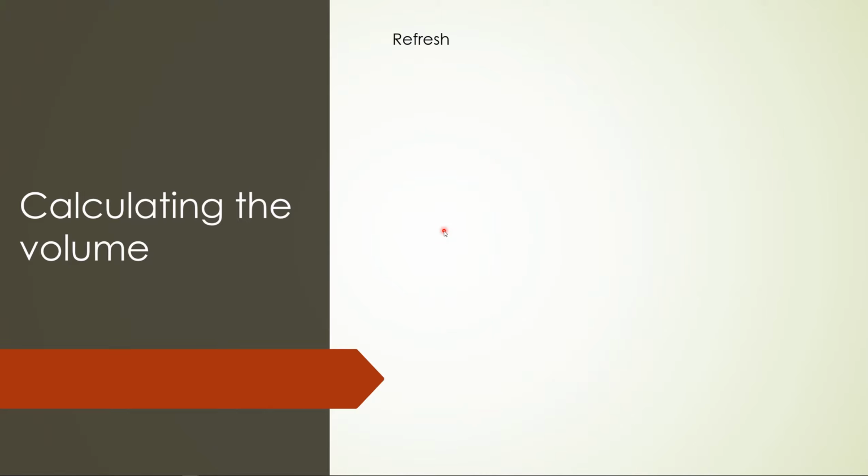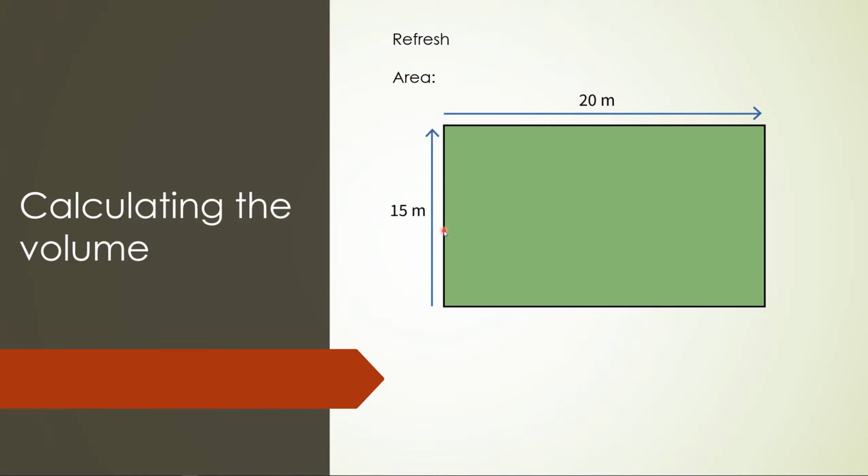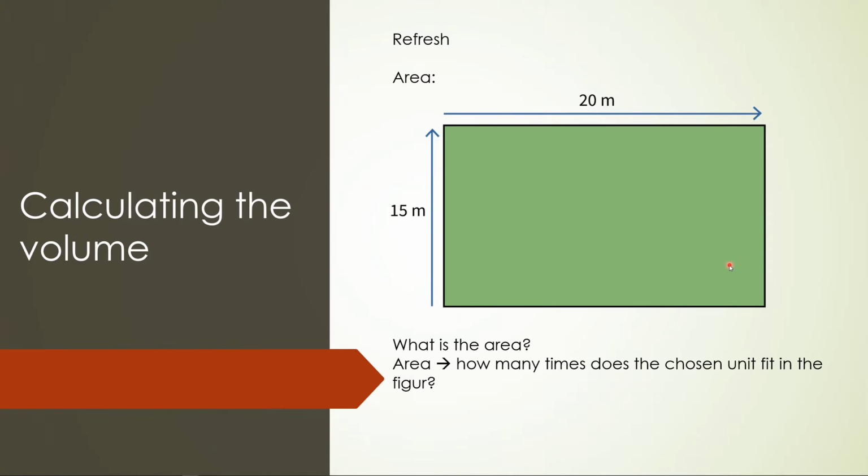Okay, well, second thing we have to refresh is the area. What does that mean? Well, look at the same picture again. And now I ask, what is the area? Well, the area isn't what you can walk when you go around, but is what fits in this area. So, for example, how many times does the chosen unit fit in the figure? Well, the chosen unit we have is meters. But every time we talk about area, it's not meters, but square meters, or meters to the power of 2.